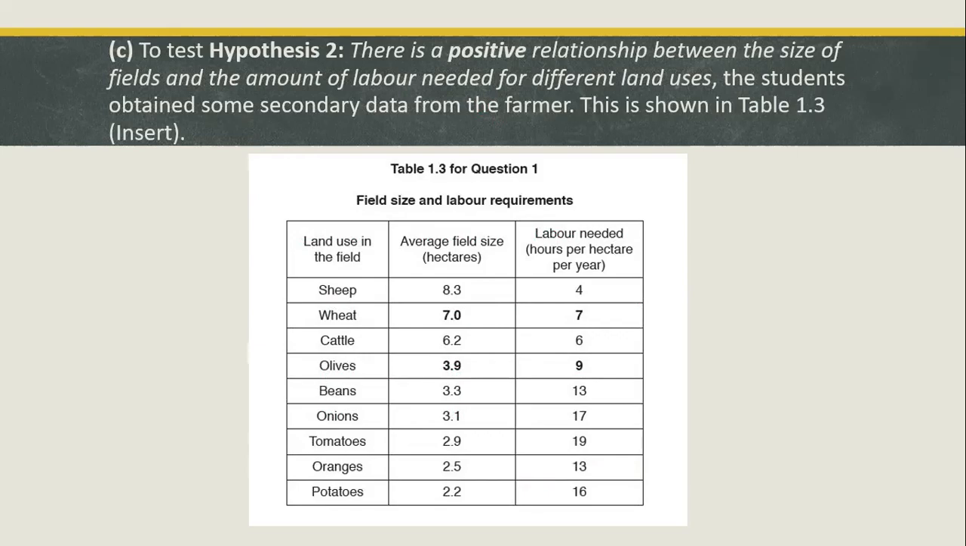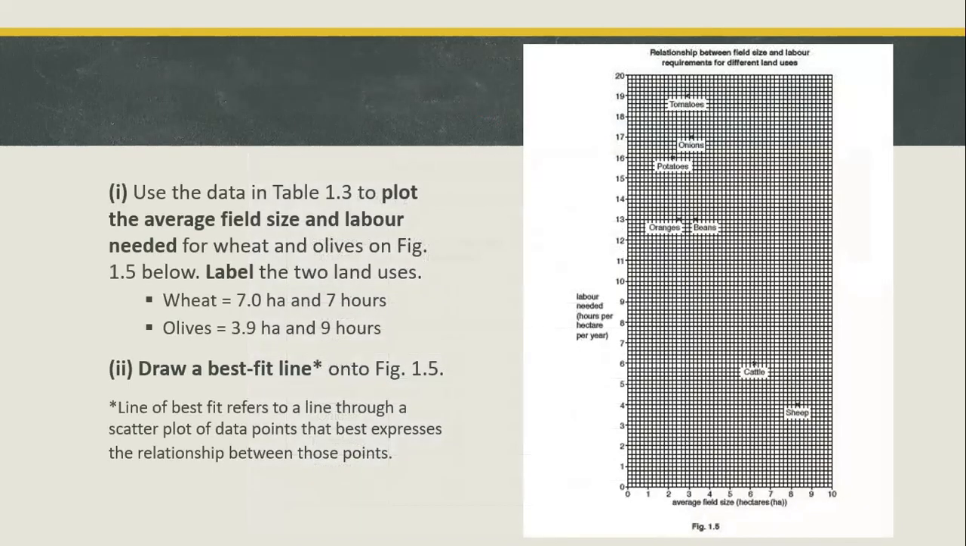Now let's look into the question related to this table. Use the data in table 1.3, plot the average field size and labor needed for wheat and olives on figure 1.5 below. So label the 2 land uses. For this question, you should mark wheat at 7.0 hectares and 7 hours, and olives at 3.9 hectares and 9 hours. Draw a best fit line onto figure 1.5. The line of best fit refers to a line through a scatter plot of data points that expresses the relationship between those points.